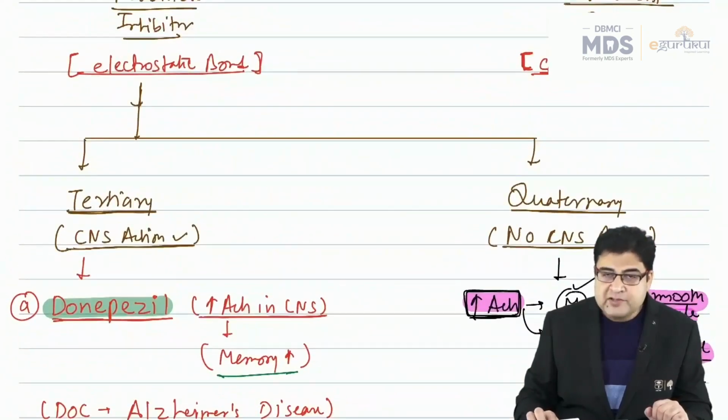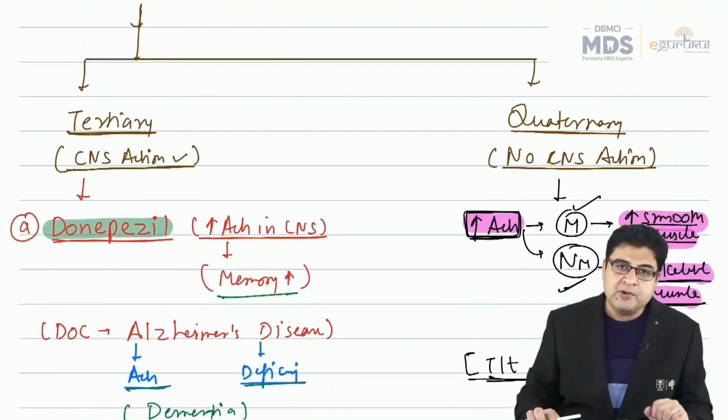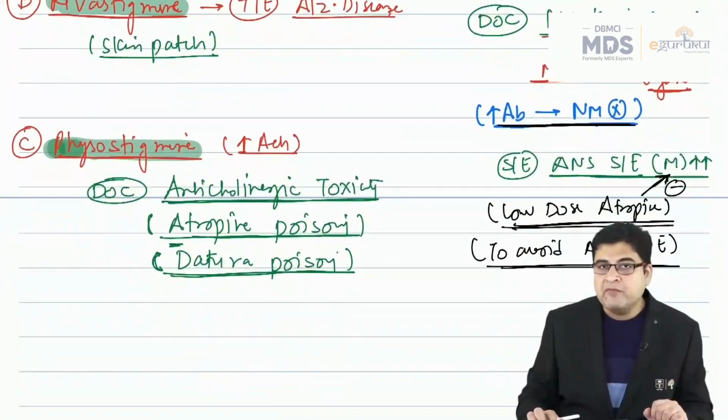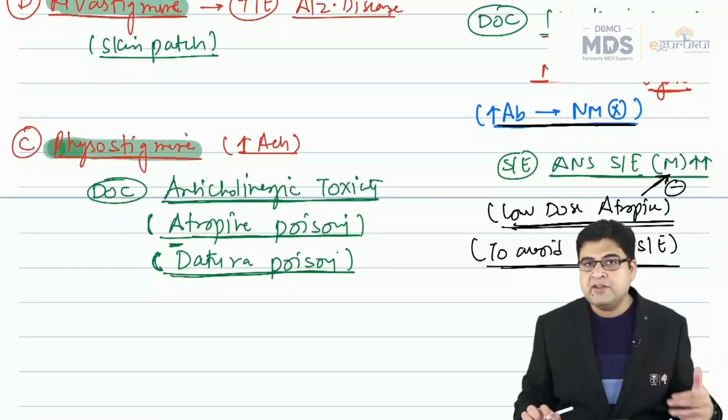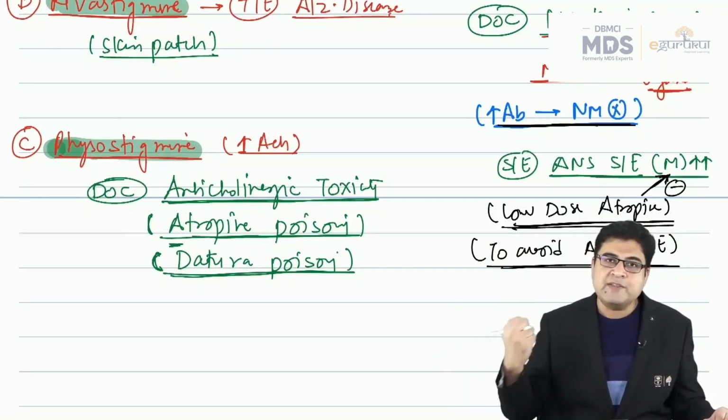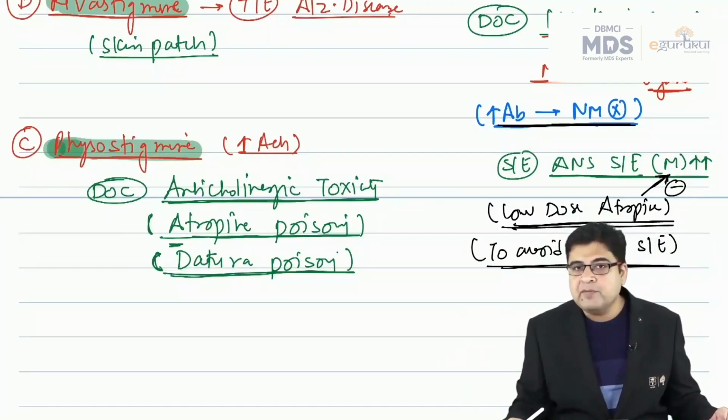So we have a first quaternary drug. The drug name is pyridostigmine. It's a drug of choice for myasthenia gravis. What is myasthenia gravis? In myasthenia gravis, the antibodies will destroy the NM receptor and the patient will have voluntary muscle weakness.